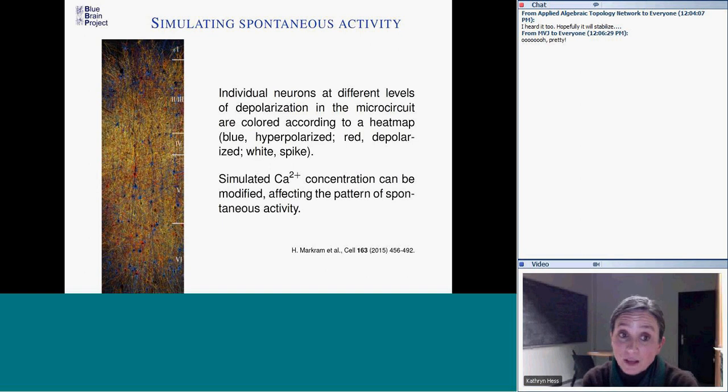So here we see another example of one of these optimized circuits with its different layers labeled. The color coding of the neurons tells you something about their level of activity, whether they're hyperpolarized, depolarized, or in the process of spiking, actually. Okay, so the spontaneous activity.